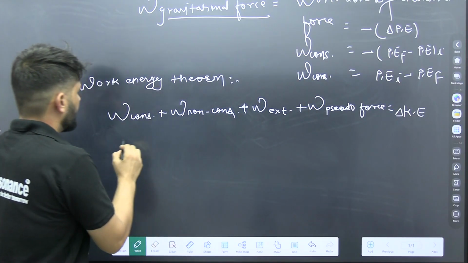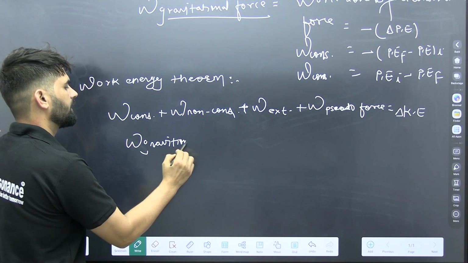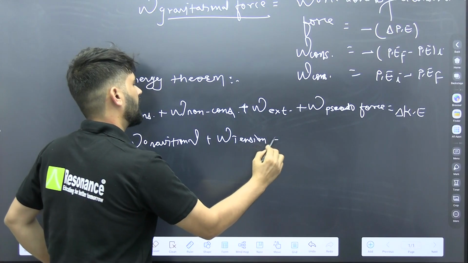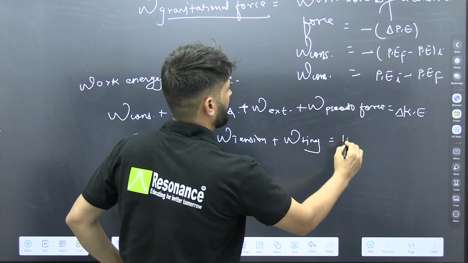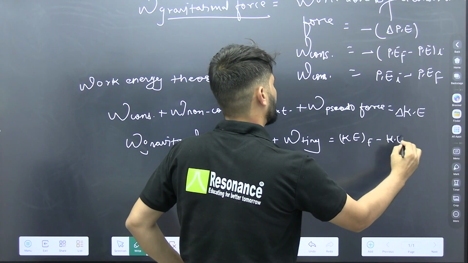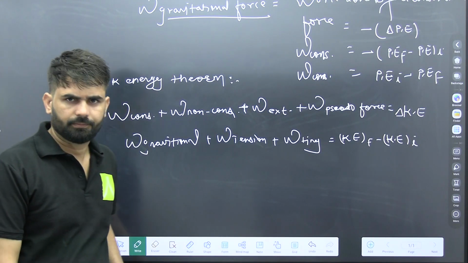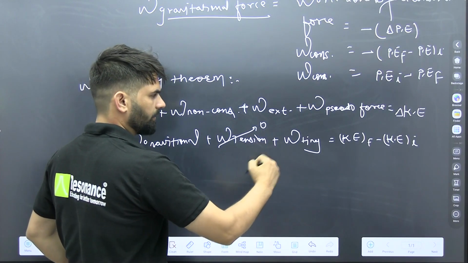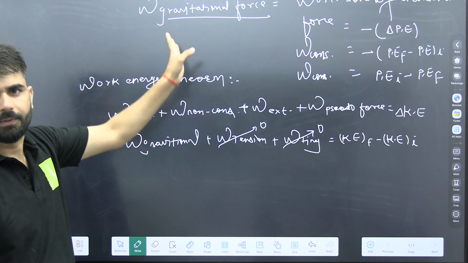So there are conservative forces, that means gravitational force. Second one is tension. Third one is hinge force. Work done is equal to kinetic energy final minus kinetic energy initial. Okay. Now, work done by tension force is 0. Work done by hinge force is 0, as you can see previously.